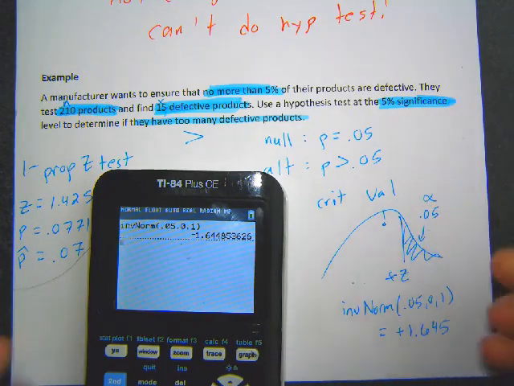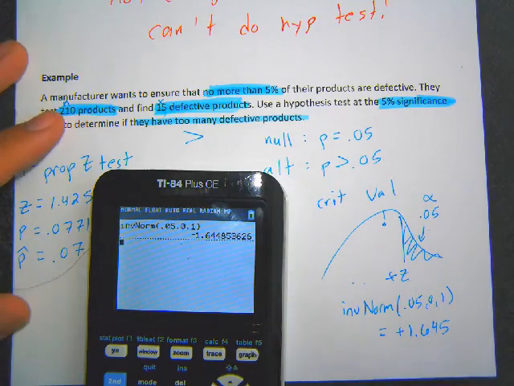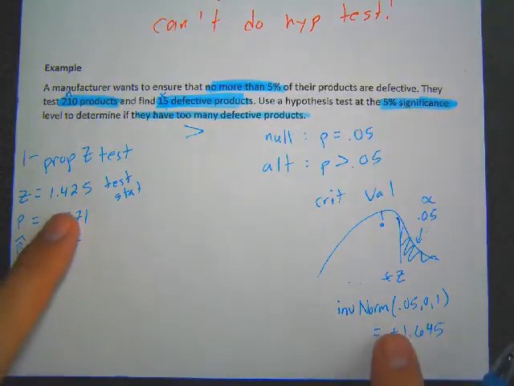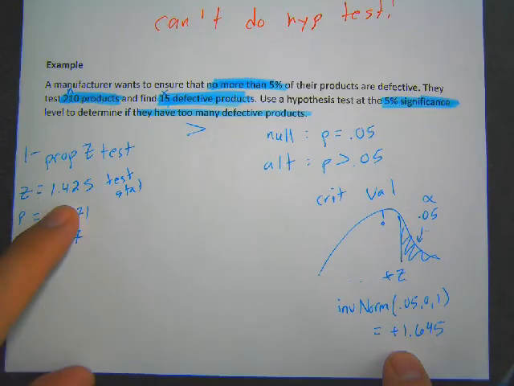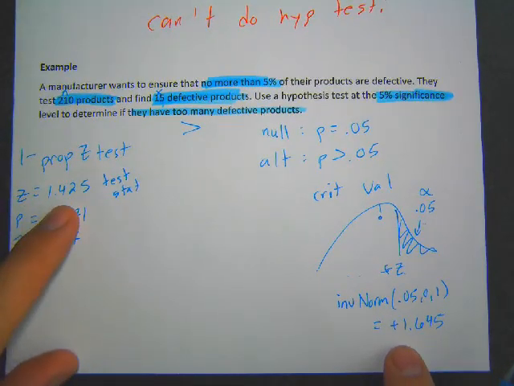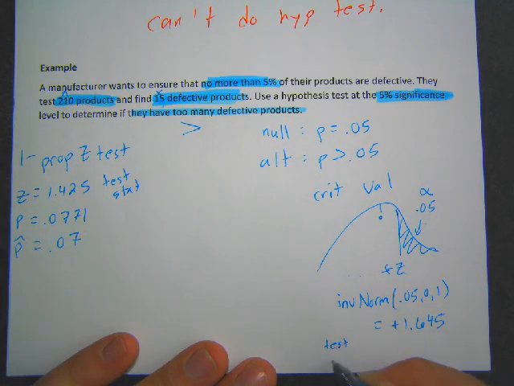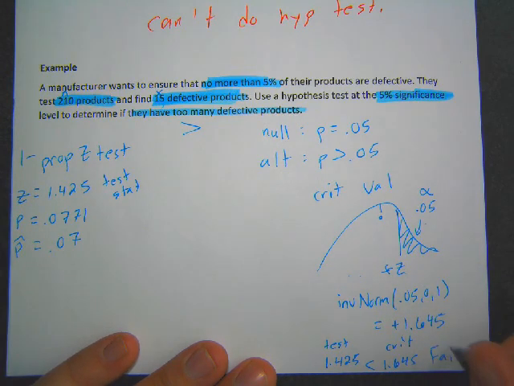So to get that symmetry and all that. Okay, that's our critical value. So we compare our critical value with our test statistic, and we say, is our test statistic extreme enough? Again, it has to be more extreme than our critical value. But our test statistic is 1.425, and our critical value is 1.645, and it's less, it's not more. So in this case, we fail.